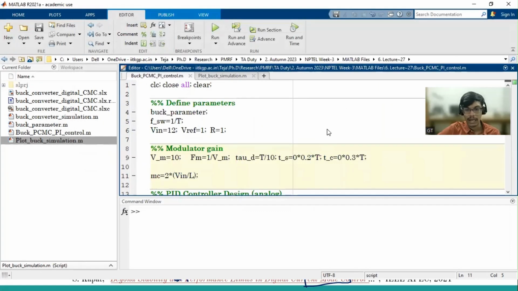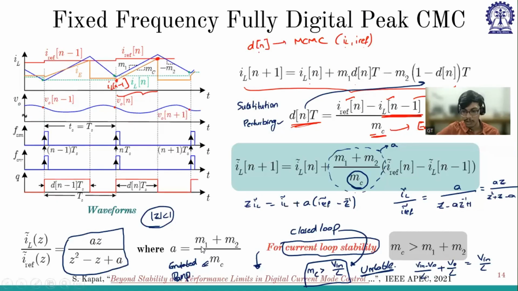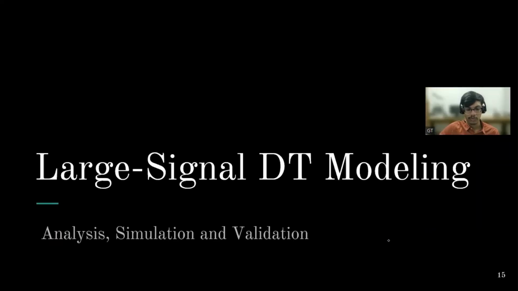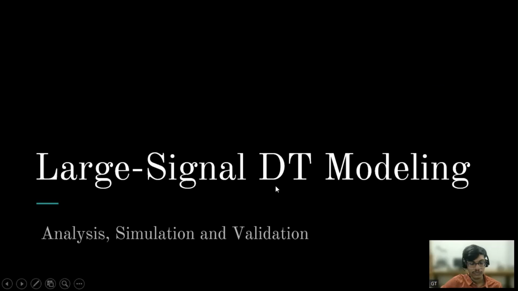So these are a bit high level, so we will not be implementing this in the hardware. Just know the concept as well as the stability issues and the RAM requirement. So MC is greater than M1 plus M2 for the current loop itself, not for the entire closed loop. If you have any doubts until this point, we can discuss. If not, then we can move further. Till this point, it is clear, right?